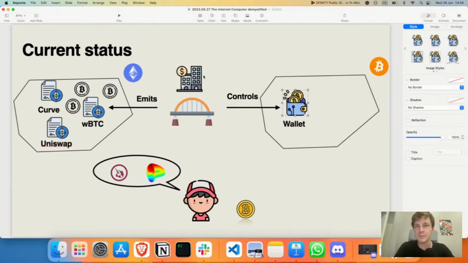And so there was a lot of talk in the ICP community about whether ckBTC is a bridge. Is it not? Because it works differently, which I'm going to explain. But essentially, those bridges, they claim to be secure and decentralized.